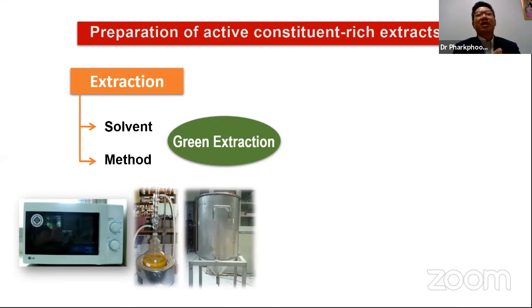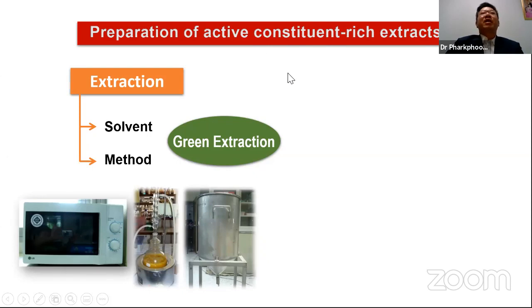If the inside of the cell can generate the heat inside, so the cell will be easier to break, and the compound will be released. That's why this method can shorten the time and give the good quality of the extract, because the compound is also exposed to the heat for a short time, so it's more stable. Actually, I also give a lecture on clean extraction method using microwave, but in the future, if I have a chance, I will share it with you in detail.